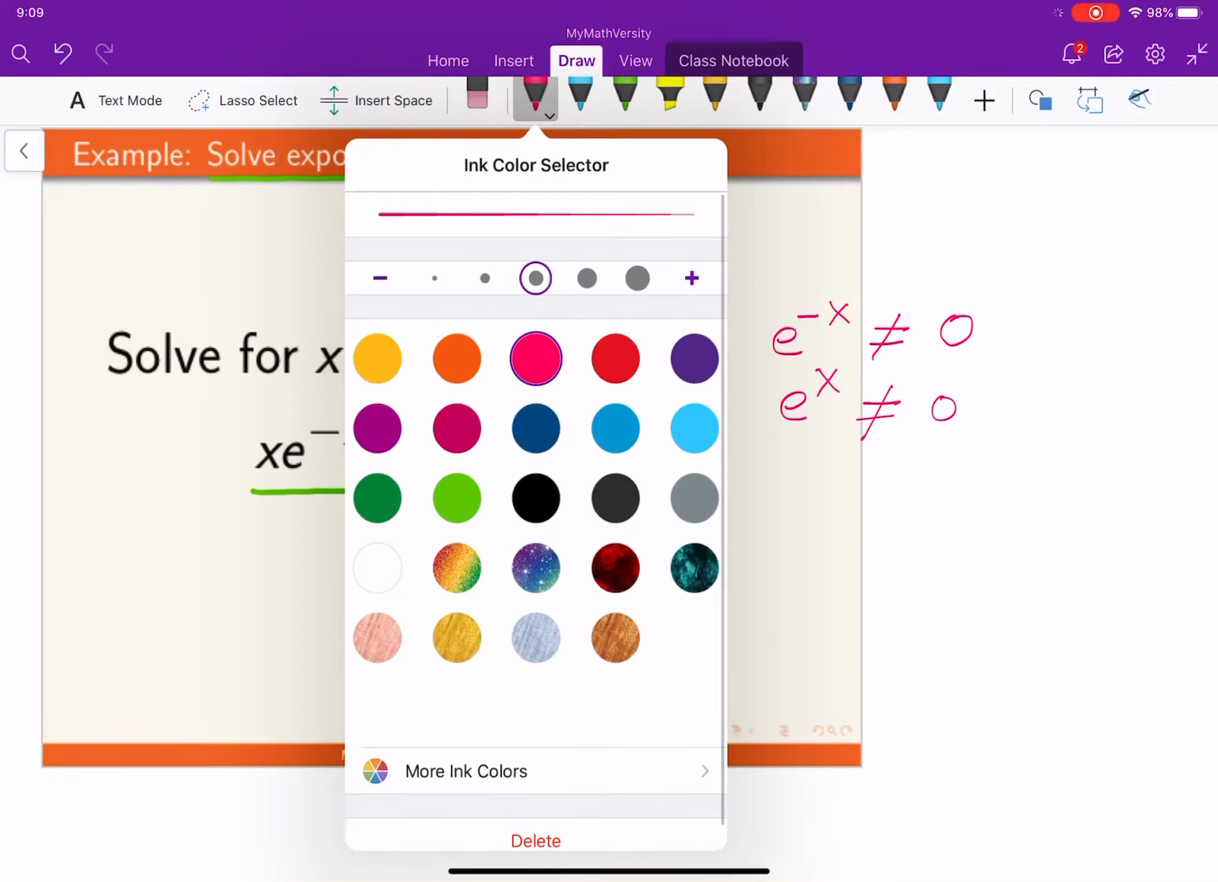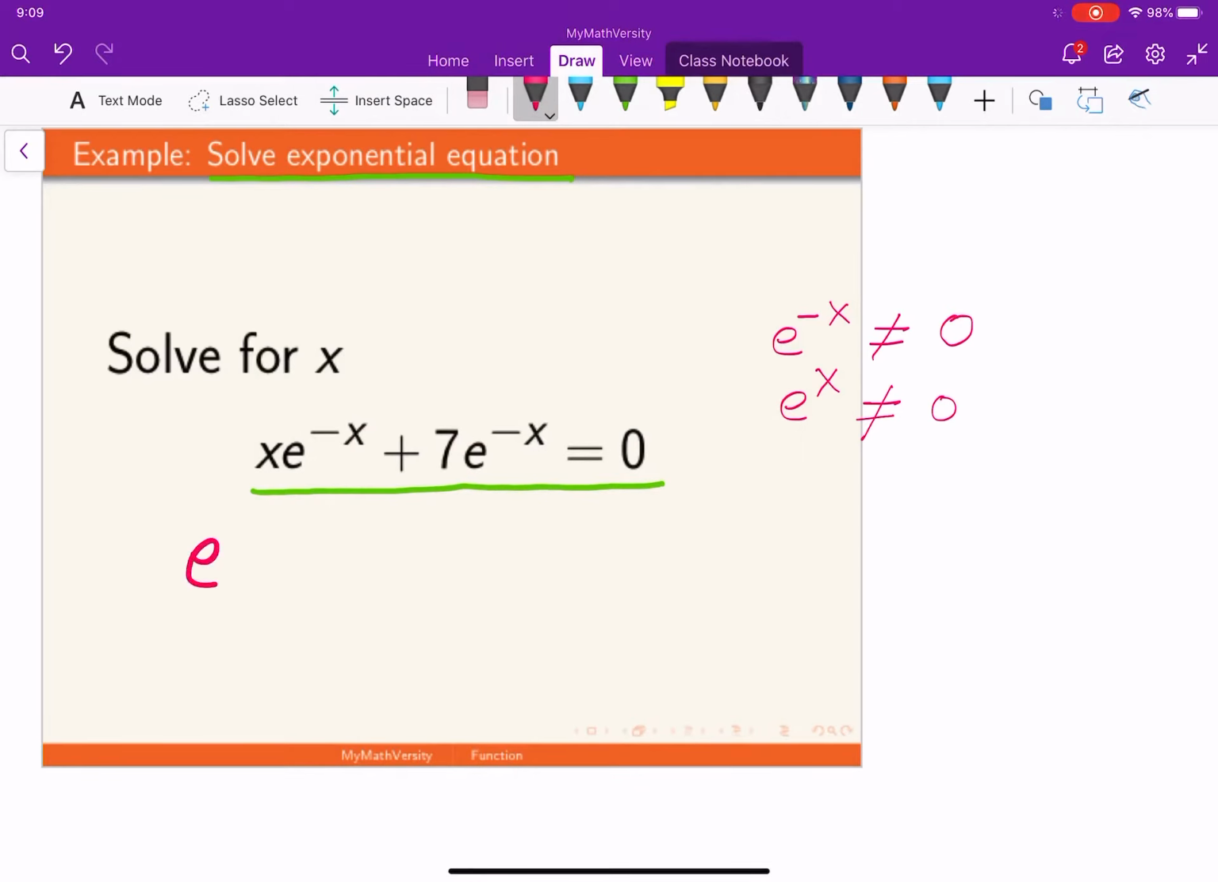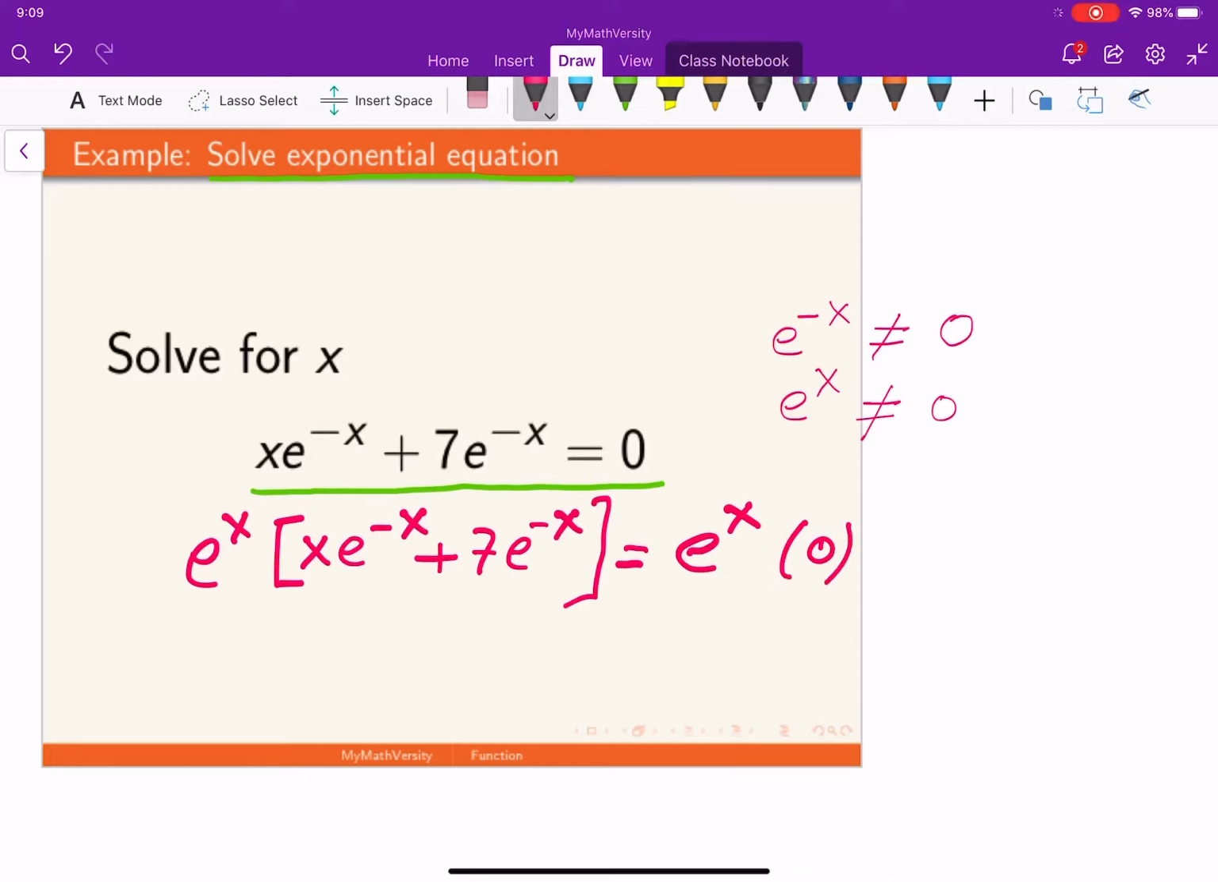Let me use a little bit thicker pen. So e to the power x, let me use that to multiply the given equation on both sides. x times e to the power minus x plus 7 times e to the power minus x is on the left hand side. Let's multiply that by e to the power x, and on the right hand side I have just 0, so let's multiply that also by e to the power x. This is all because for all real numbers, e to the power x is not equal to 0. So it's a non-zero number, that's why we could do that. On the right hand side, e to the power x times 0, no matter what the x value is, will always get 0.